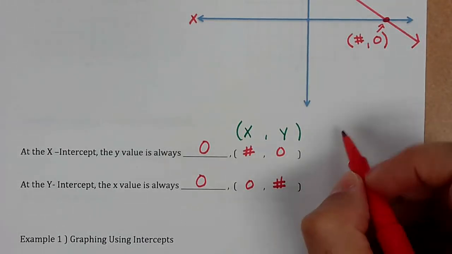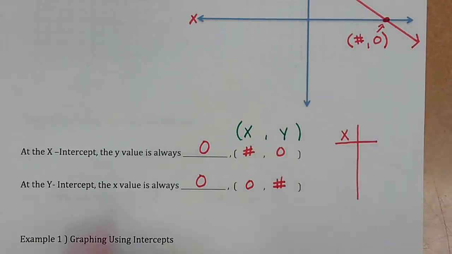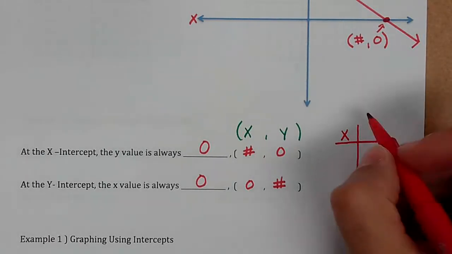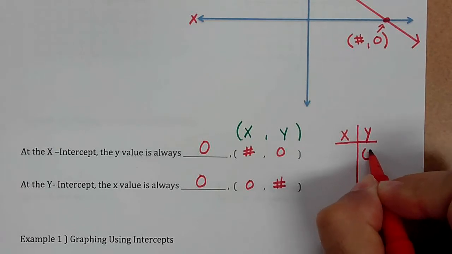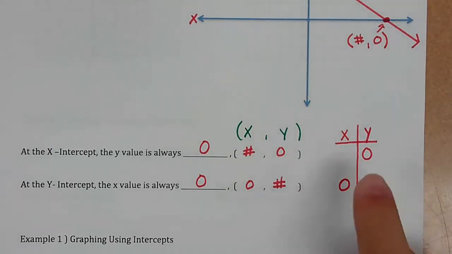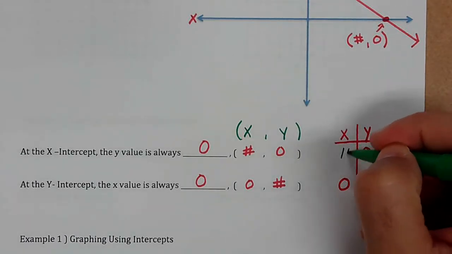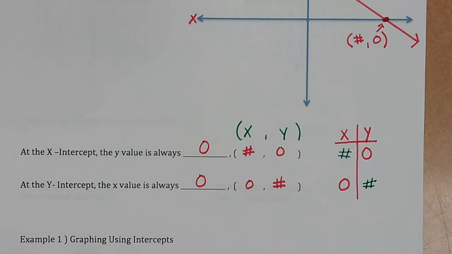If we were looking at an input-output table or an XY table, we would have a 0 for y and a 0 for x. And we could flip these. We could put the 0 for the x and then the 0 for the y. But what we're looking for are those missing numbers, and that would be our values for our intercepts.